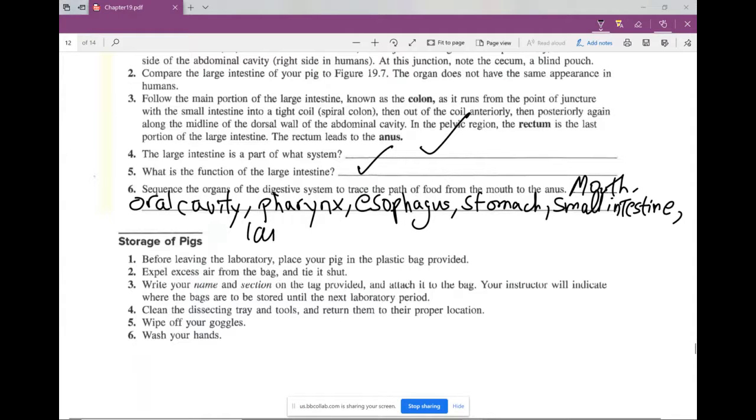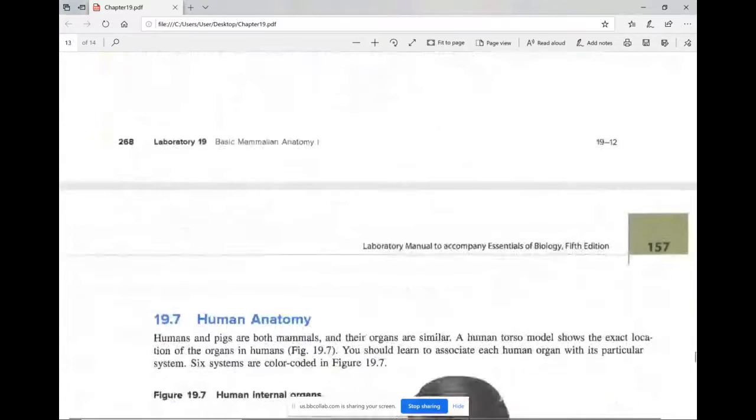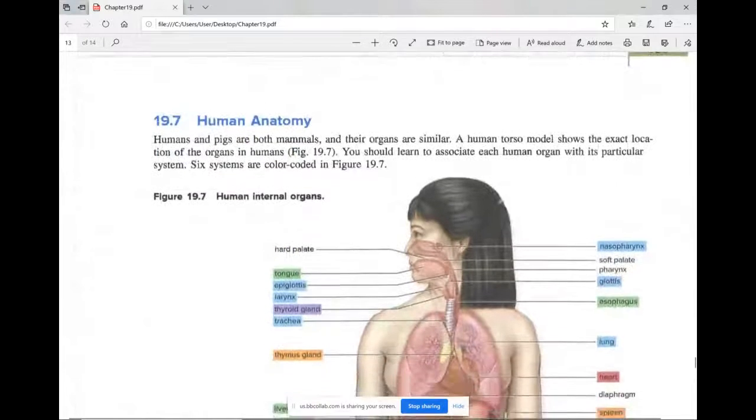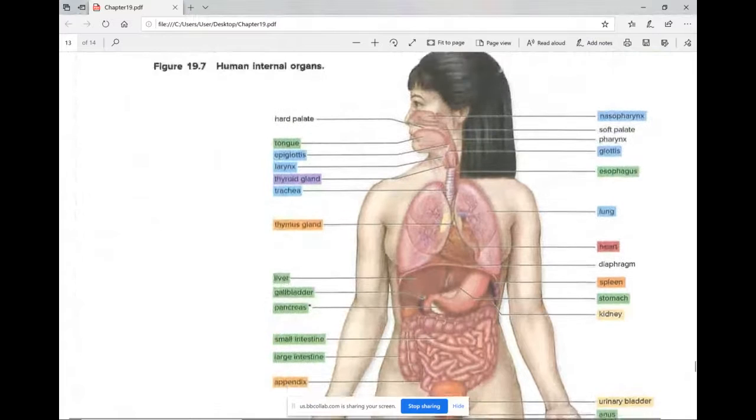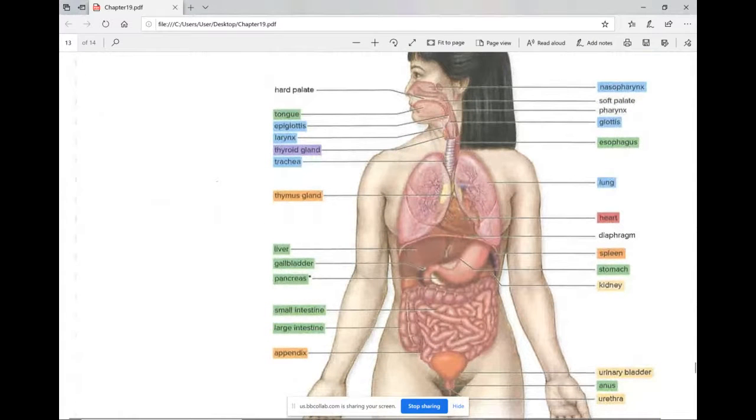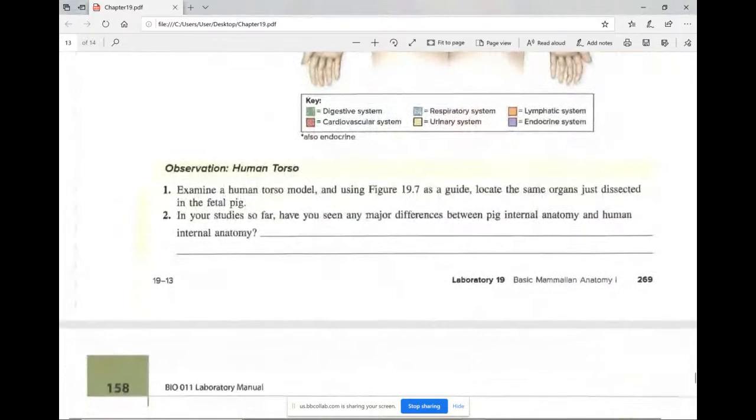Large intestine. And then anus. That's the exit point. Okay, so here's I guess another picture diagram showing all the parts. Okay, you guys can go over that.